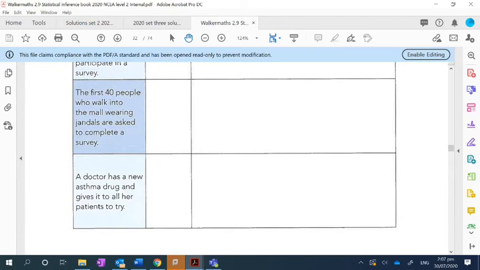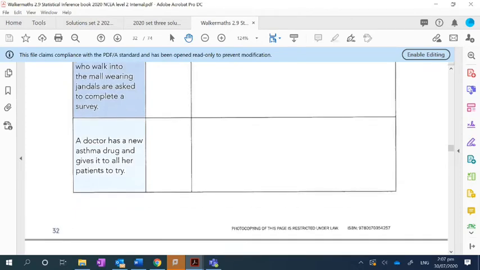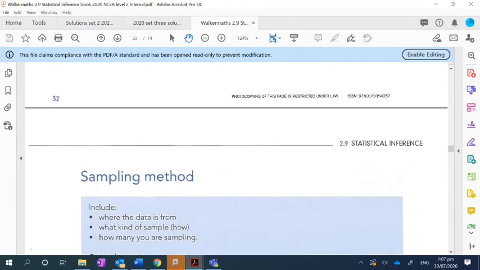All right, guys, come on, focus back with me here. A doctor has a new asthma drug and gives it to all her patients to try. Good sample? No. That's not a sample, is it? And what's wrong with that? You can't give an asthma drug to someone who doesn't have asthma, right? It's a terrible sample. Good.